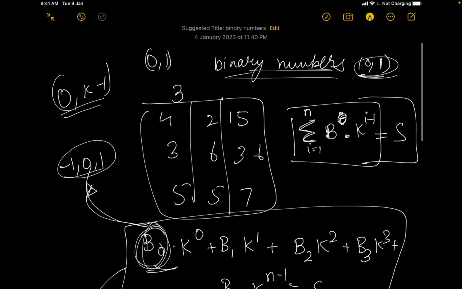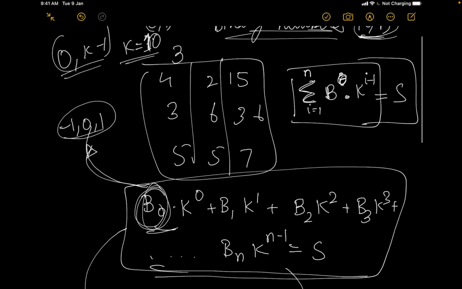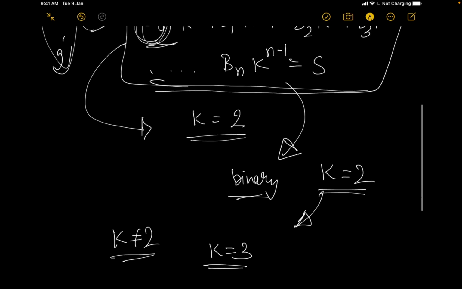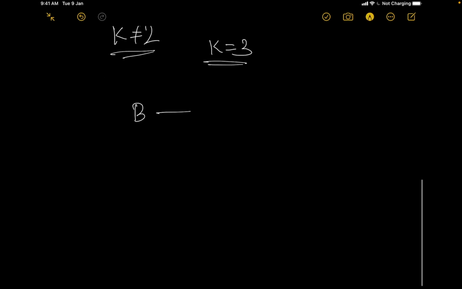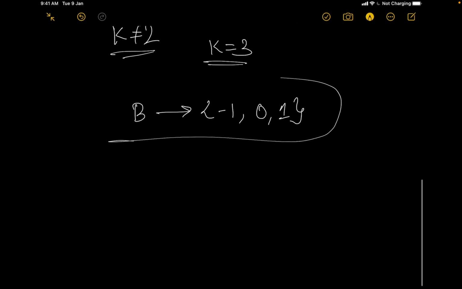So any of these values can happen here. If k is equal to 10, that is basically the normal decimal numbers we talk about. There you know the digits range from 0 to 9, right? But here, since they have explicitly mentioned that b should only take three values, -1, 0, 1, we can't directly convert them into another base and give the output.